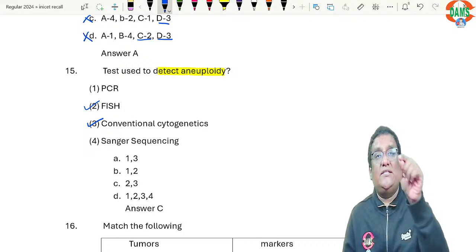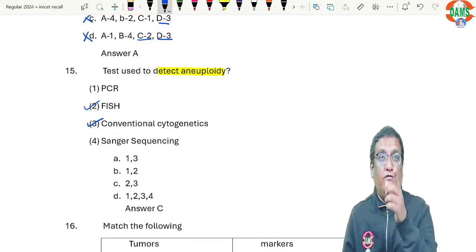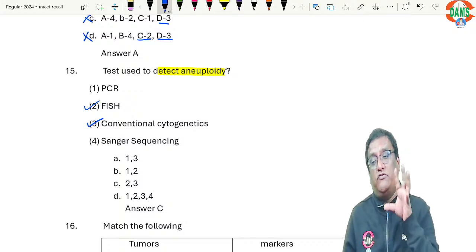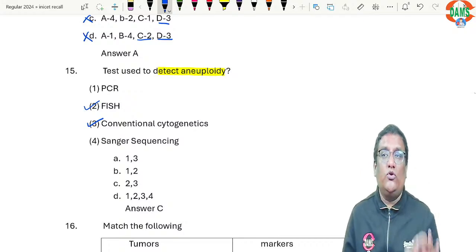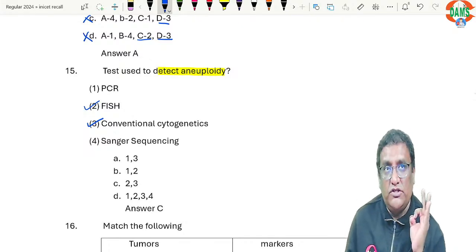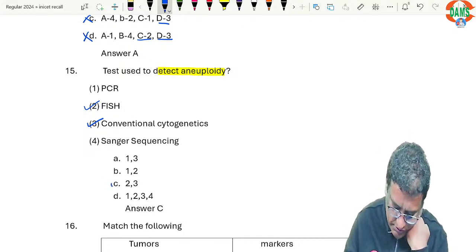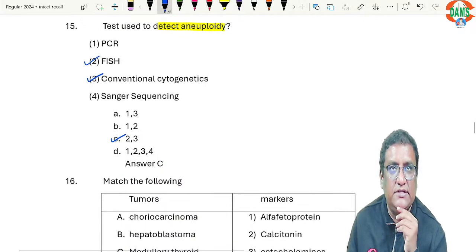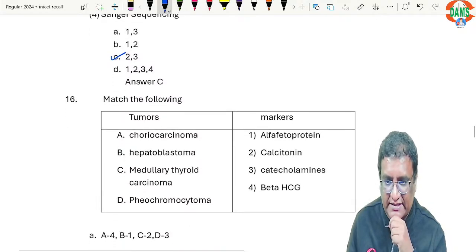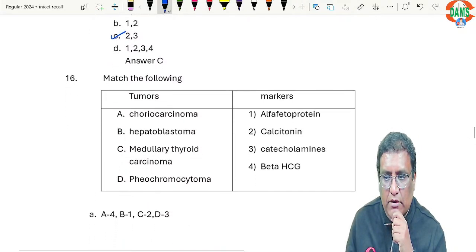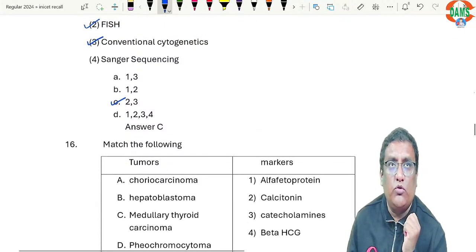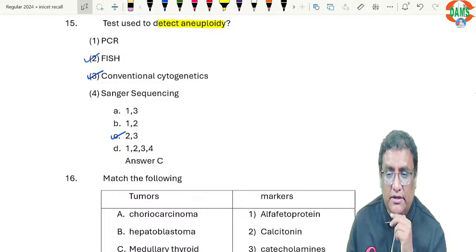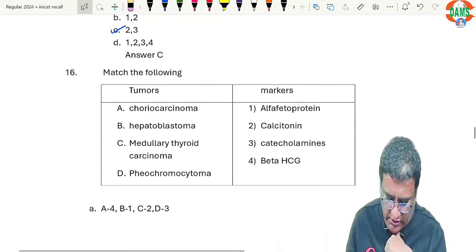Even in the class I had asked this question: for aneuploidy, which is the first test to do? Karyotyping, followed by FISH, because FISH is very, very specific. You first do karyotype followed by FISH, isn't it? So 2 and 3, option C is the correct answer. Next, question number 16. All options 1, 2, 3, 4 was also given, but that is not the correct answer.